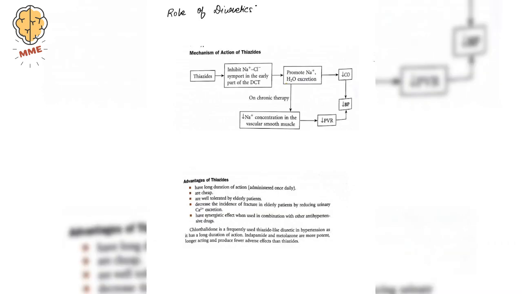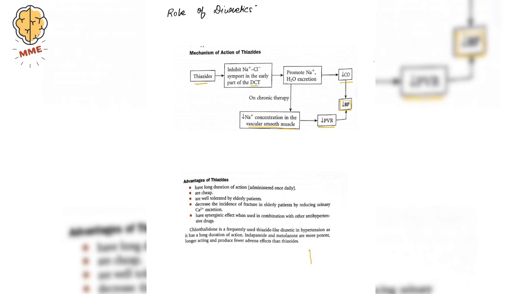The mechanism of thiazides can be described here. Thiazides inhibit the sodium chloride symport in the early part of the DCT. They promote sodium and H2O excretion, which on chronic therapy can lead to decreased sodium concentration in vascular smooth muscles, leading to decreased peripheral vascular resistance, which decreases blood pressure. Also, by H2O and sodium excretion, cardiac output decreases, and blood pressure in turn also decreases.